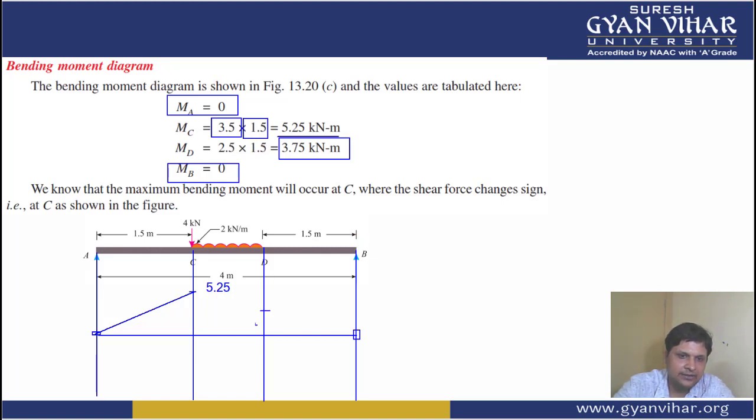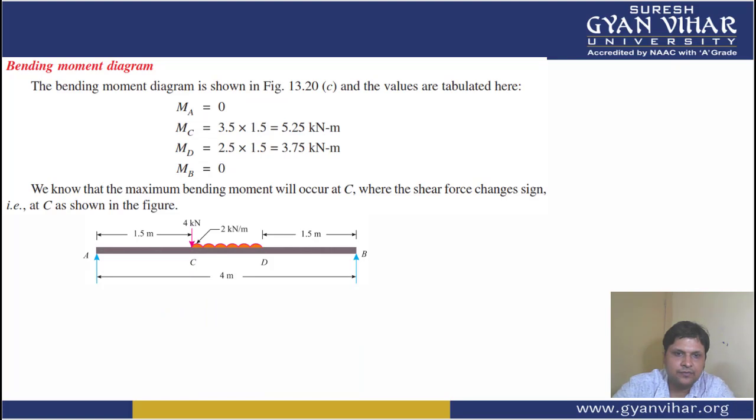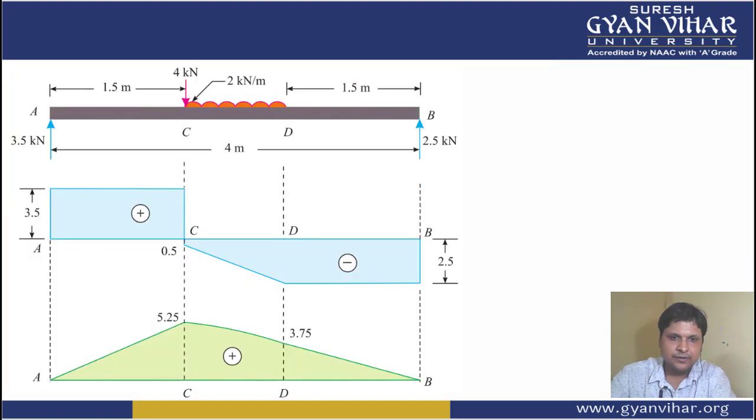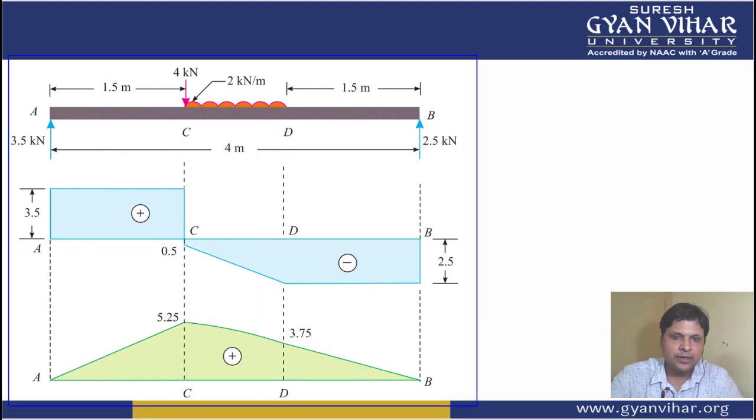So mark the point for 3.75. All right. 3.75 is the value here. So here we are marking the 3.75 value. So finally the bending moment diagram which we will get will be in this way. This is the whole bending moment diagram, students. You can see in this bending moment diagram the value at C was 5.25, the value at D was 3.75.